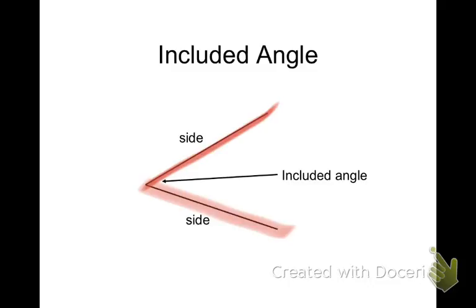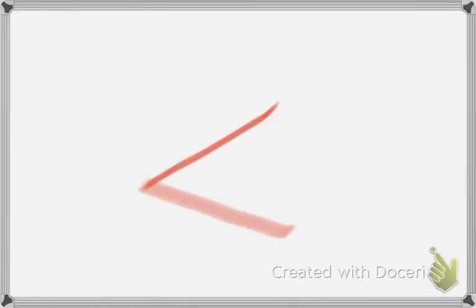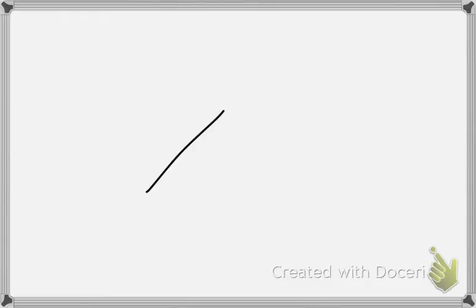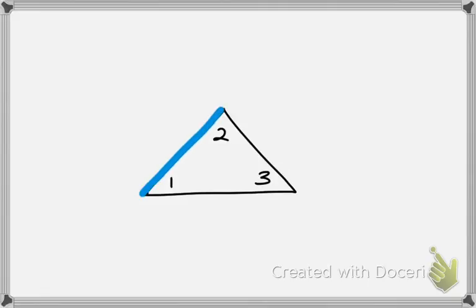Okay? So, before we even move on, just watch up here. This is not on your notes. If I give you the following triangle, I got angle 1, angle 2, and angle 3. Which is the included angle of the blue and red sides? Angle 2, good. What's the included angle of the blue and the red sides? Angle 1. Does everybody see that?